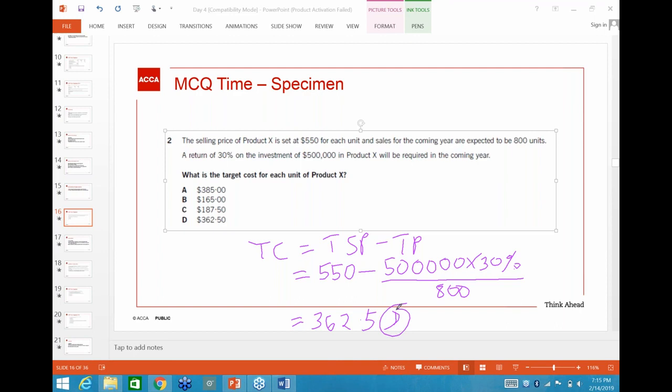So there's a question on what about target costing in service industries. You know, in service industries, you can use target costing, but then again, it's not very straightforward. So basically, just know the issues that we will face when using target costing in service industries.